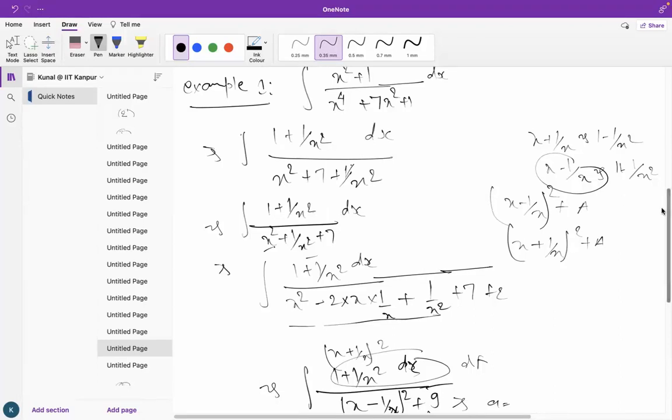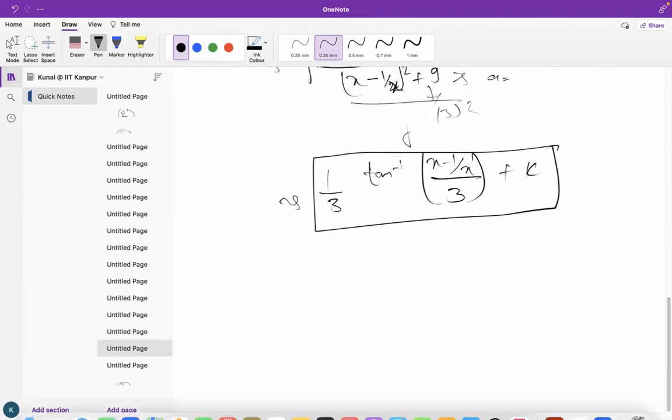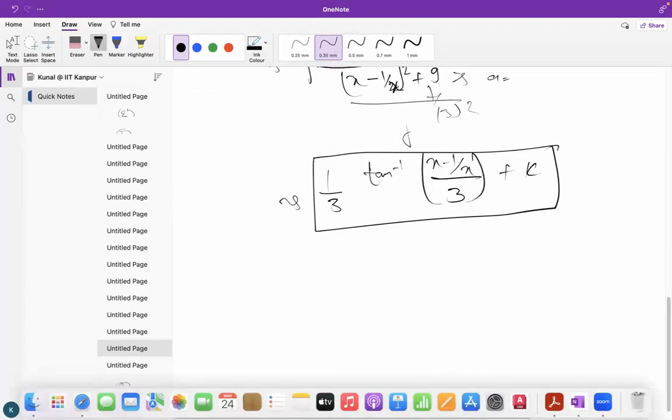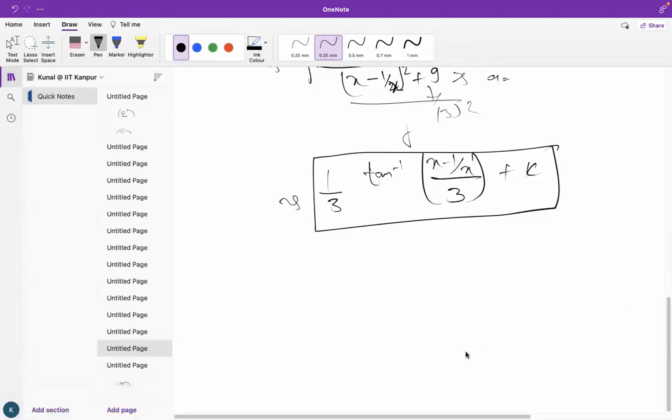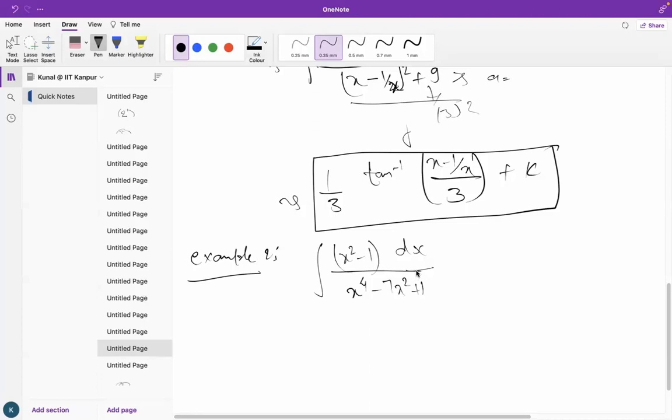Let us try to take another example so it will be clear to all of you. So let us move on to the next example, example 2. Example 2 will be the integration of x square minus 1 dx divided by x to the power 4 minus 7x square plus 1. Here again our integrand looks like a fraction in which the numerator is a quadratic function with a missing x term, and the denominator is a biquadratic equation with a missing x cube.